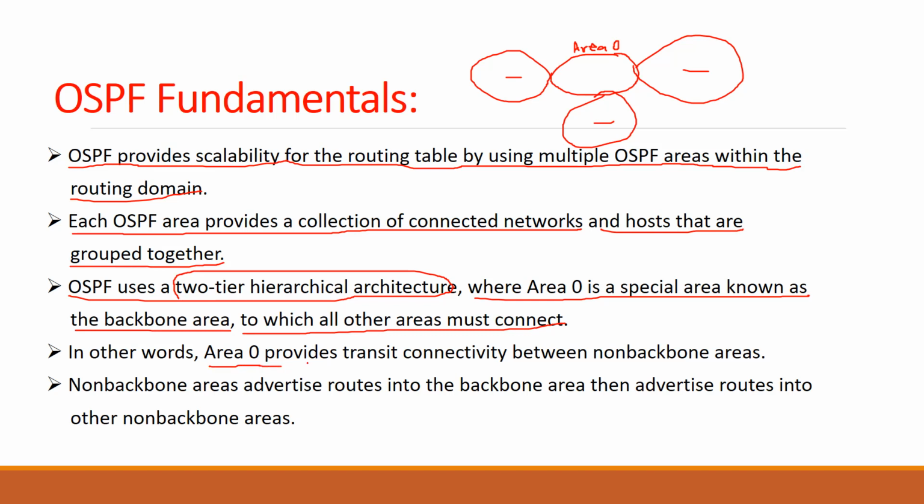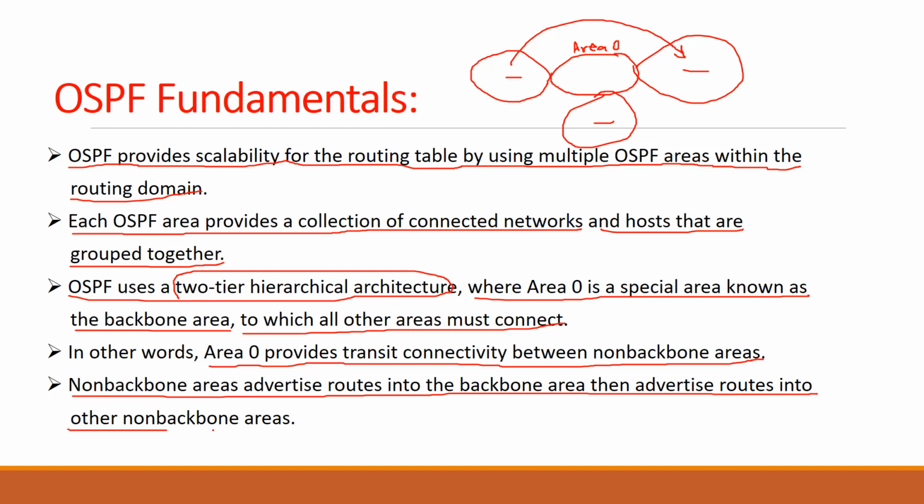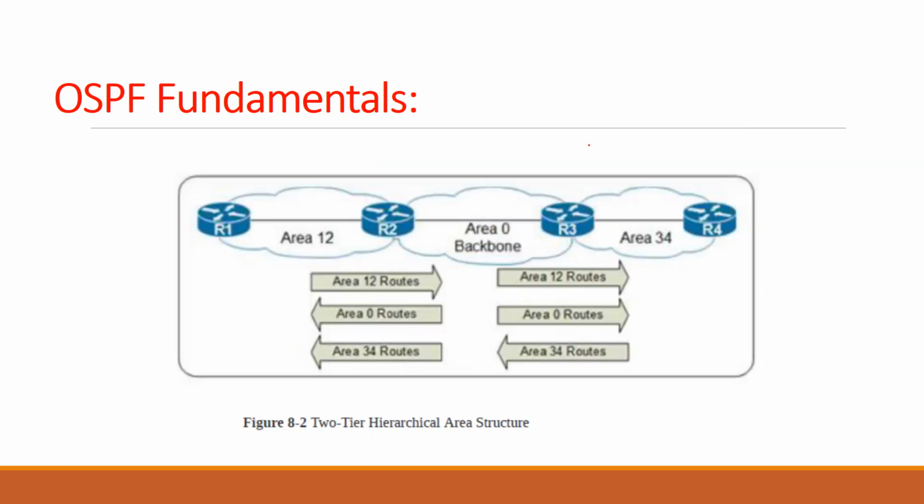So Area 0 provides transit connectivity between non-backbone areas. What this means is, if this area wants to reach destinations in this area, it must pass through Area 0. So non-backbone areas advertise routes into the backbone area, then advertise routes into other non-backbone areas. So the advertisements will be from the non-backbone area to the backbone area, and from the backbone area to the non-backbone area.